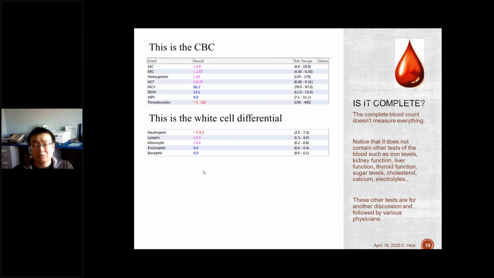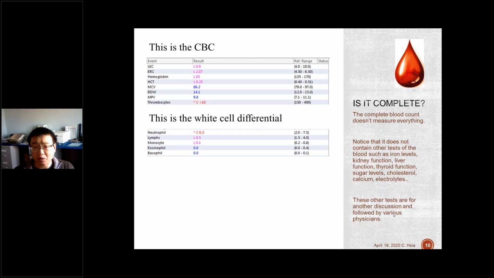One thing that people always struggle with is, why do we call it a complete blood count when it's really not complete? In other words, you might notice that you don't see where is my iron level, or where is my kidney function test, which is the creatinine, for example. What about my liver function? Does this tell me anything about my liver? Does it tell me anything about my thyroid or sugar level, or cholesterol or calcium or electrolytes and so forth? The answer is no. The complete blood count tells us everything about the constituents of the blood itself, those white blood cells, red blood cells, and platelets, and descriptions about those cells.